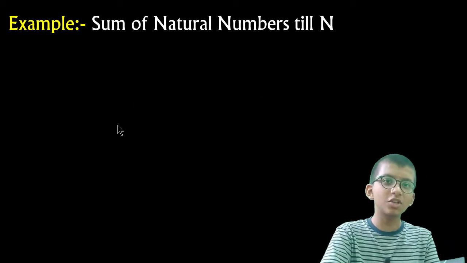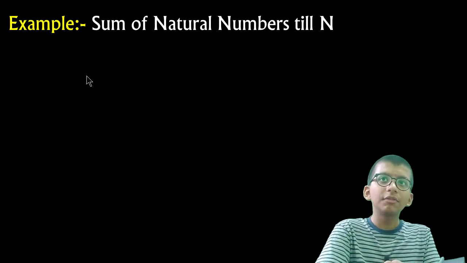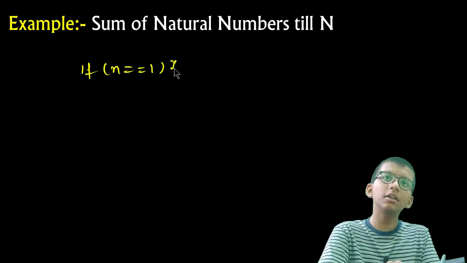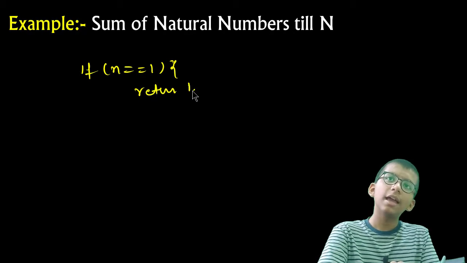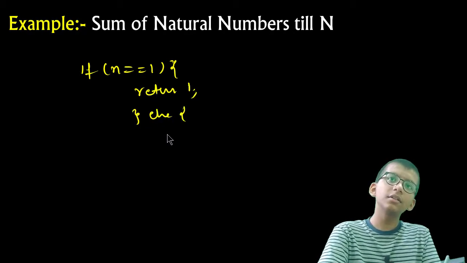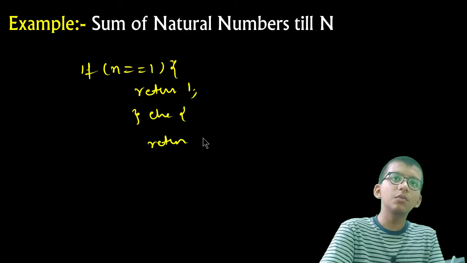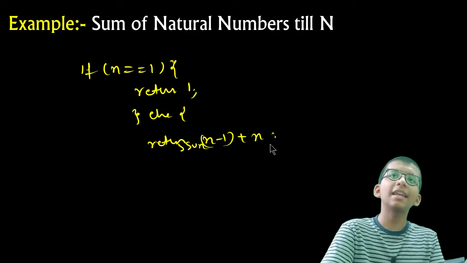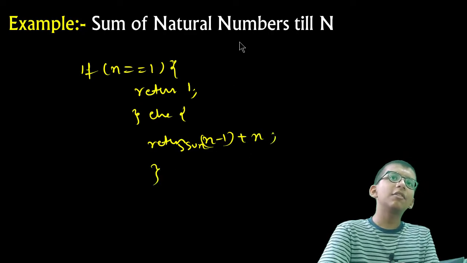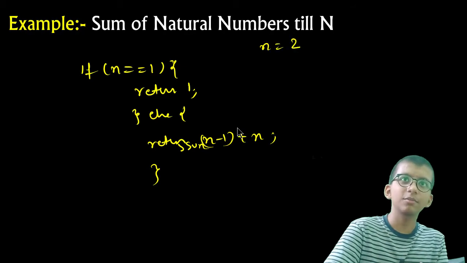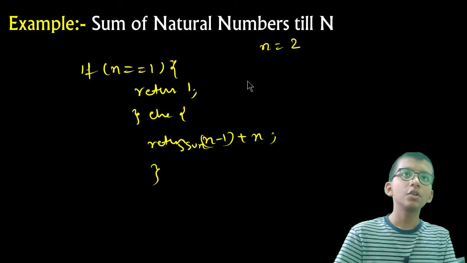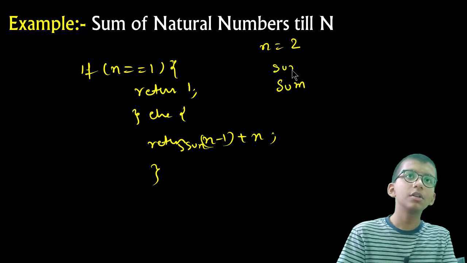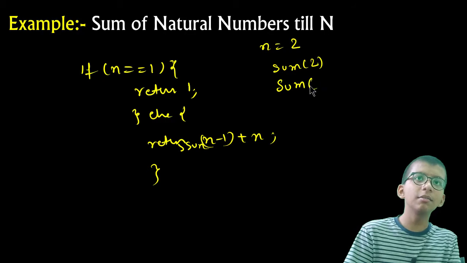Again, I'm going to give you a quick recap. If n is equal to 1, we will return 1, else we will return the sum of n minus 1, plus n. Let's take an example, n equals 2. Very short. Now 2 is not equal to 1, so we want the sum of 2. So sum of n minus 1, which is 1, plus 2.